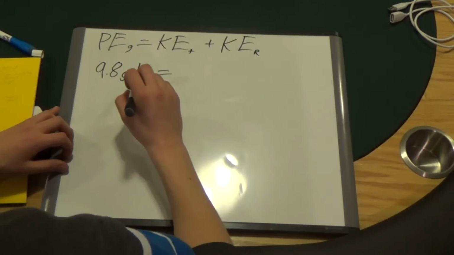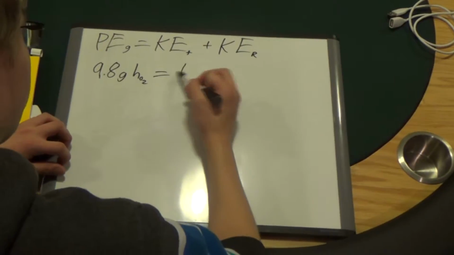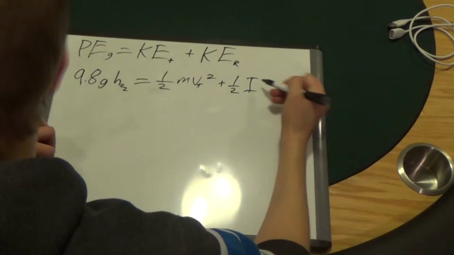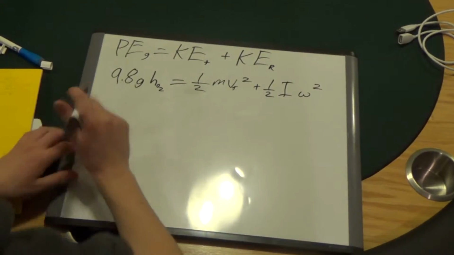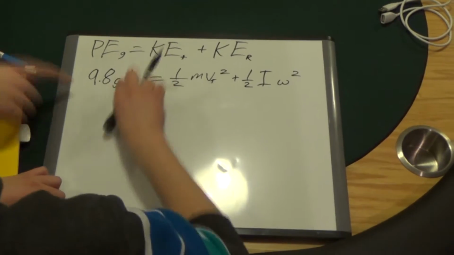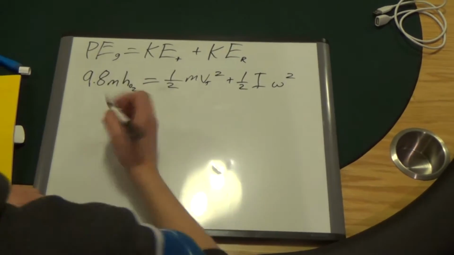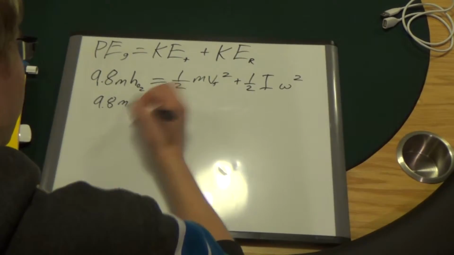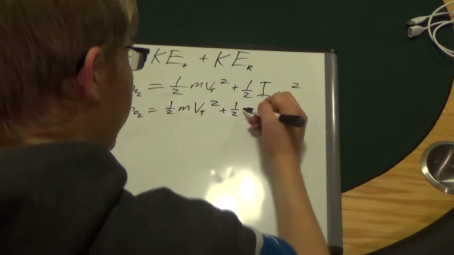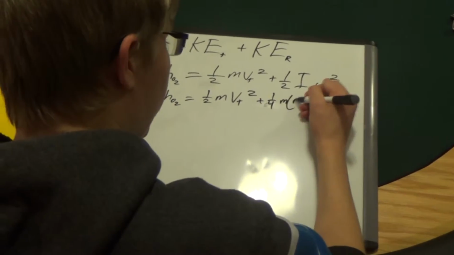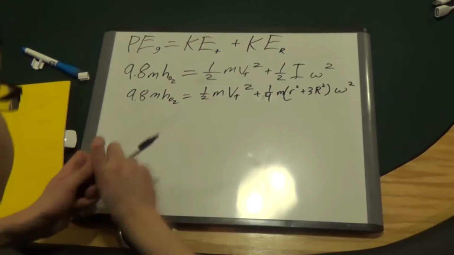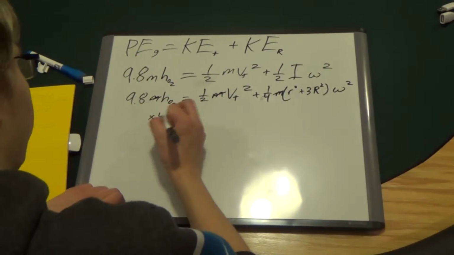The second part, you find the total energy that it starts out with, which is just the potential energy of gravity of the second roll. You have to set that equal to the sum of the translational kinetic energy and the rotational kinetic energy. Then you plug in the equations for those two kinetic energies.